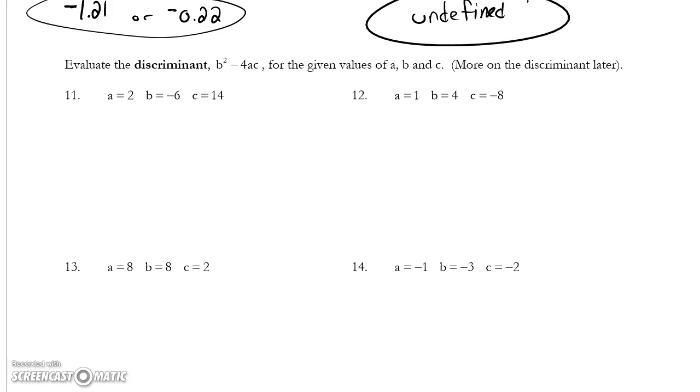This last section today is about evaluating the discriminant. We'll learn more about the discriminant later on. What you need to know right now is, if I give you values for variables a, b, and c, that you can plug them in and accurately solve this expression, which means anytime I have a b, I'll square it in parentheses, replace a in parentheses, replace c in parentheses. My b is -6, a is 2, c is 14.